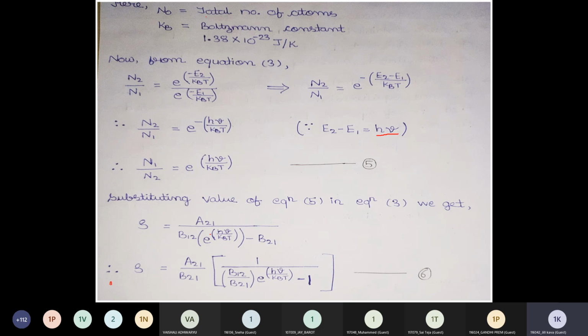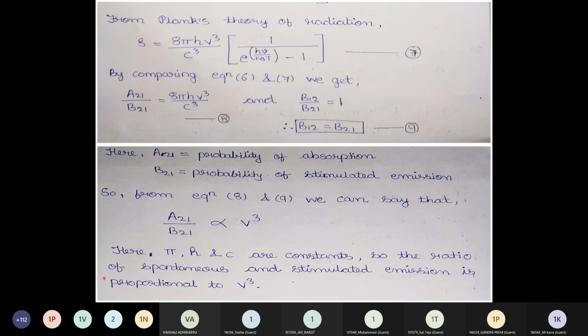So now substituting the value, we take out common A21 upon B21, and 1 upon B12 upon B21 e raised to h nu upon kBT minus 1. We have taken out common B21 from the denominator. Now according to Planck's theory of radiation, rho is also equal to 8 pi h nu cube upon c cube into 1 upon e raised to h nu upon kBT minus 1.